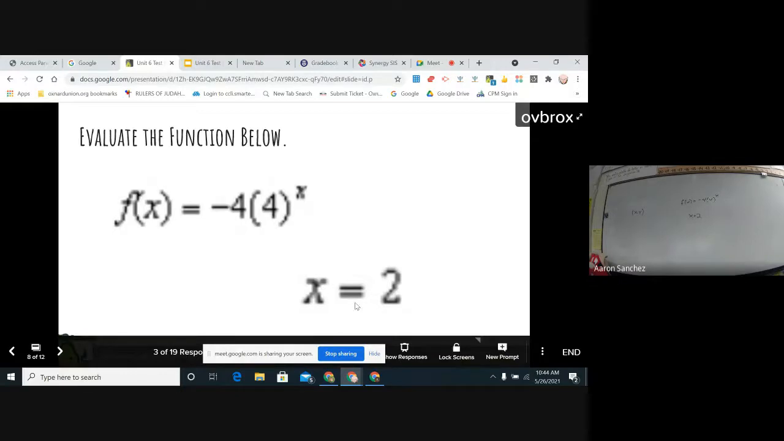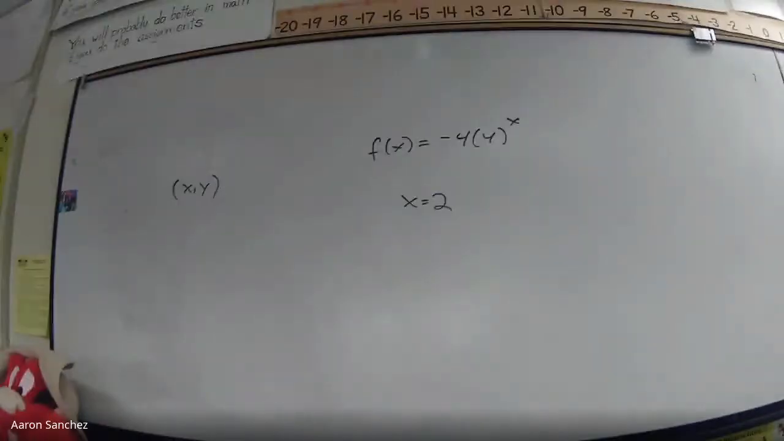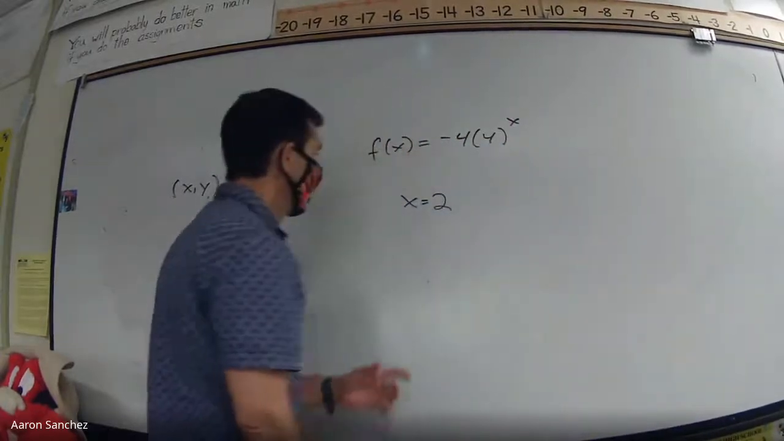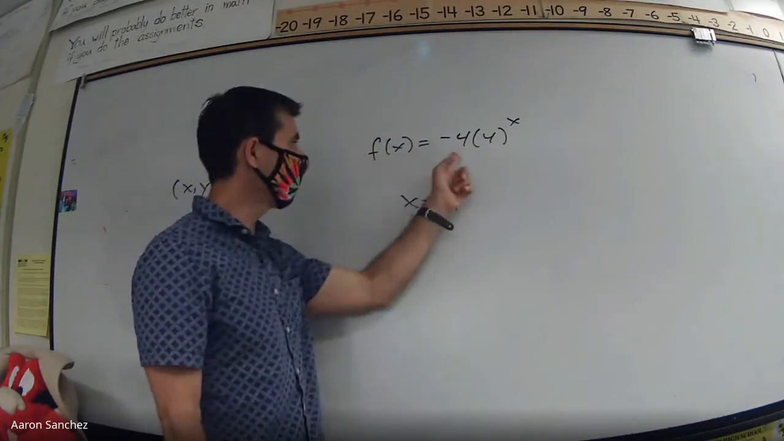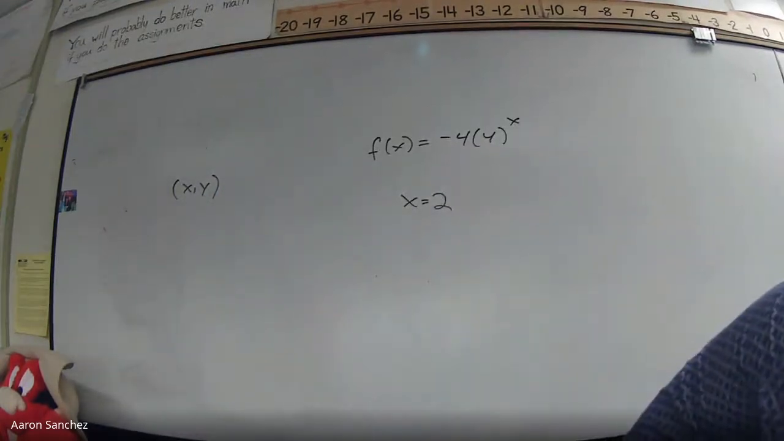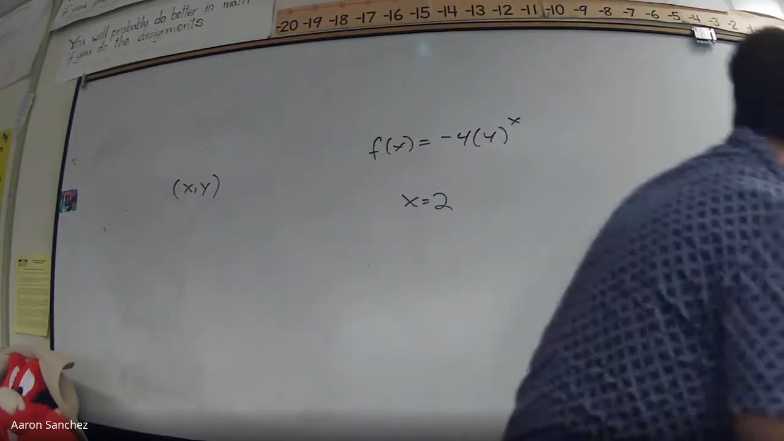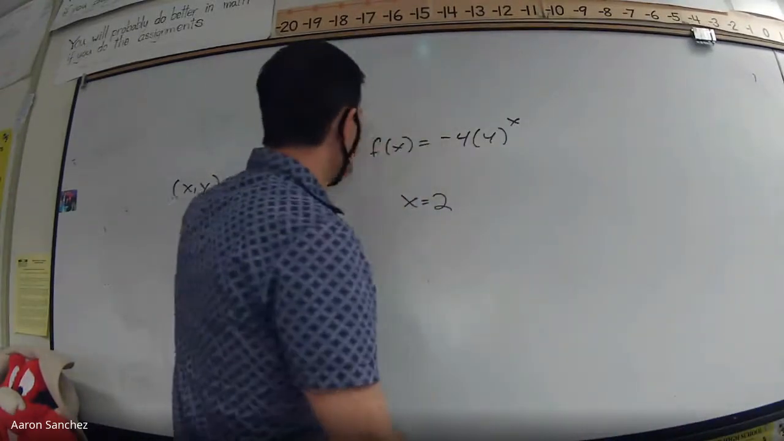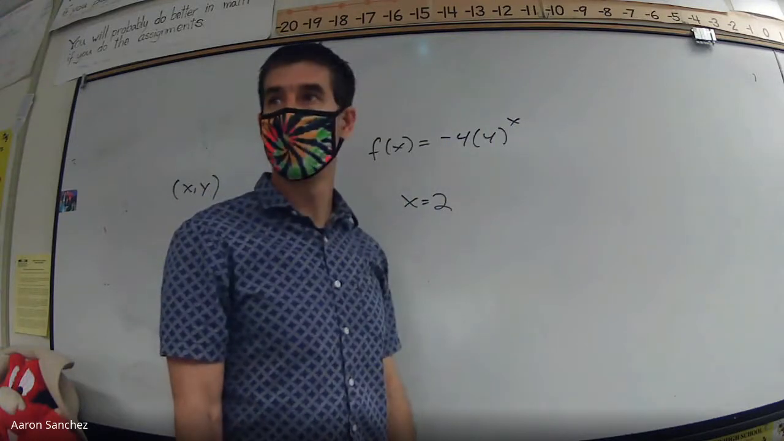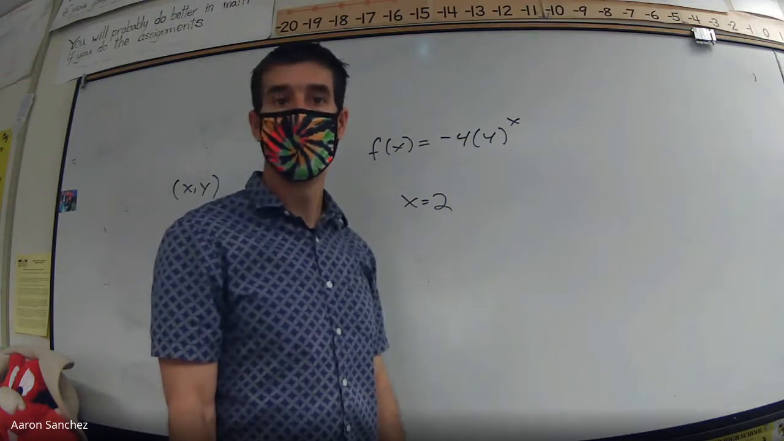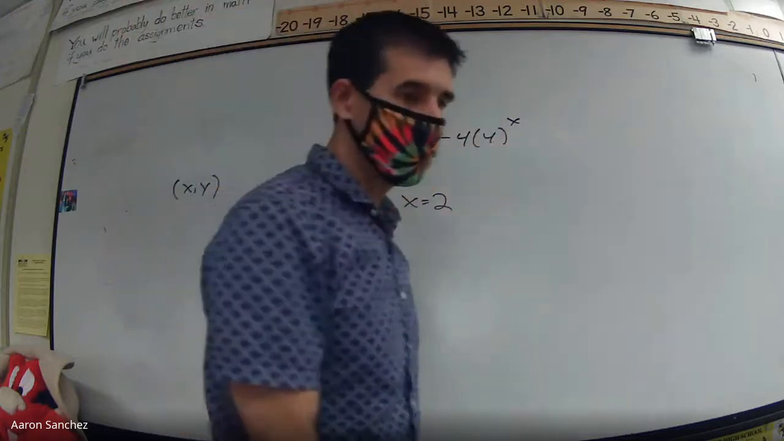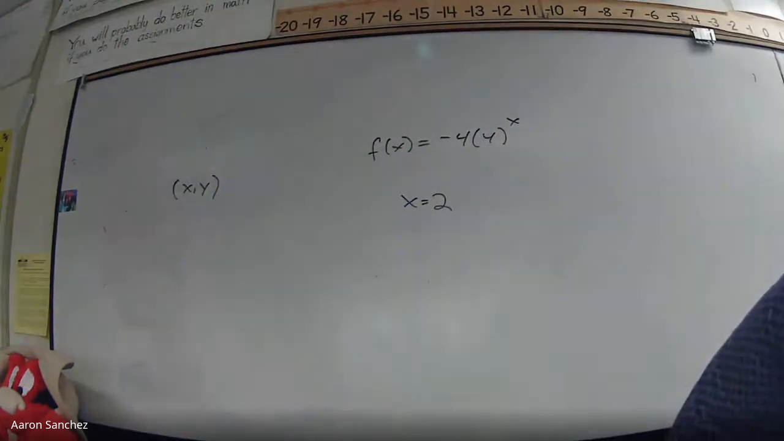So I'm going to stop sharing so you can look at me. I'm just putting it up here. There, I wrote it all down so you can see what I have here. What does this mean? When I say f of x equals -4 times 4 raised to the x power. Let's see. Crystal, is this a linear or exponential equation? I'm going to get back to you in a second.